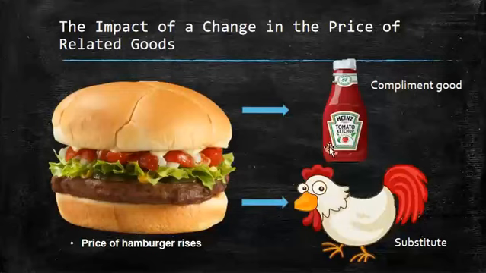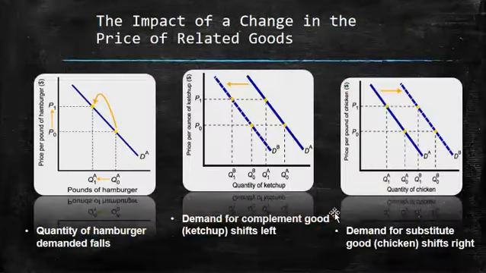On the other hand, pag tumaas ang presyo ng hamburger, bumaba ang demand sa hamburger, bababa ang demand sa complement good, tataas ang demand for substitute product. So, depende pa rin sa capability ng consumer. So, ito yon, sinabi ko kanina, ano? Quantity of hamburger demanded falls. Demand for complement goods, ketchup, shifts to left.